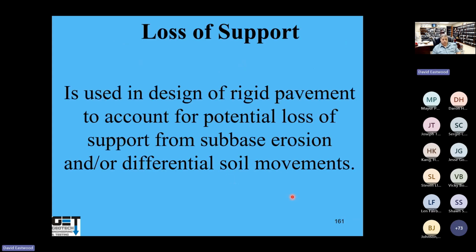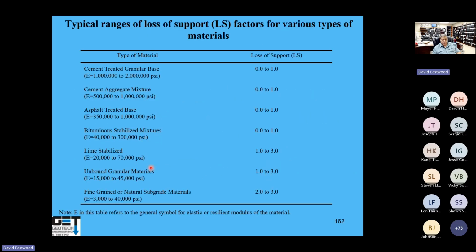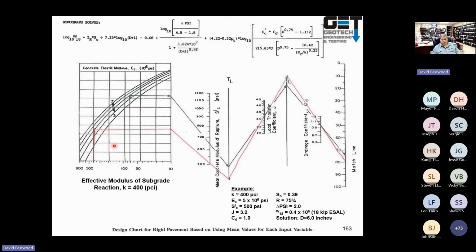Loss of support is used in design of rigid pavement to account for potential loss of support from erosion in your lime stabilized or lime fly ash stabilization. For basically lime stabilized soil, loss of support ranges from 1 to 3.0. So this is the nomograph that AASHTO uses.